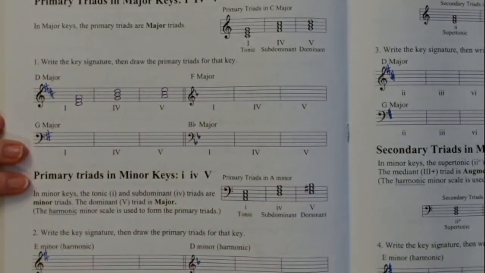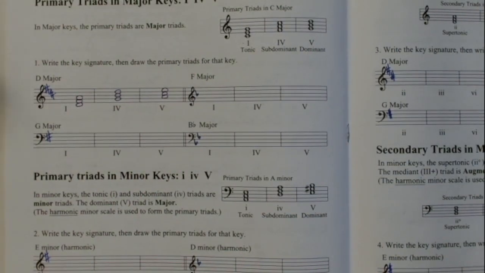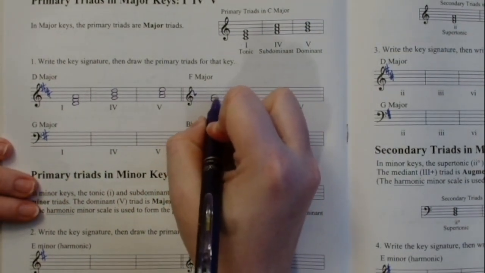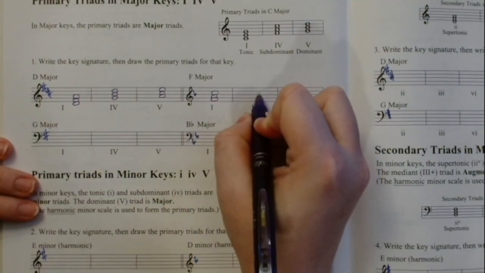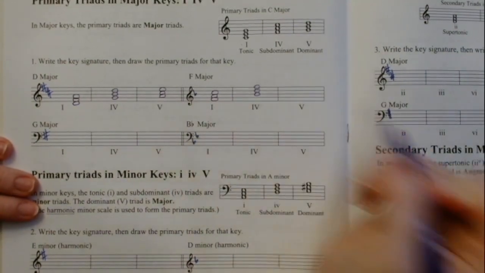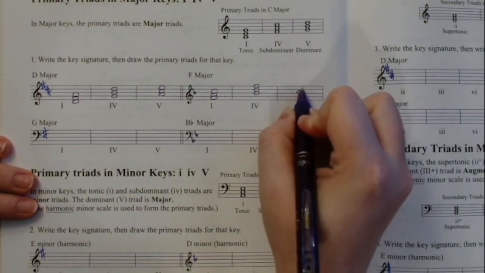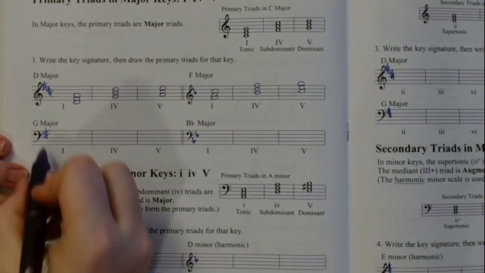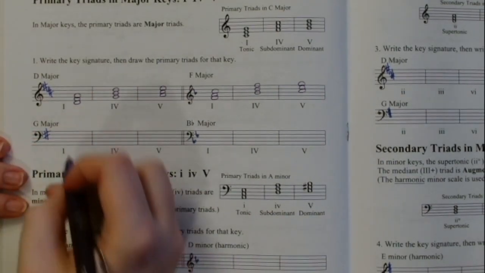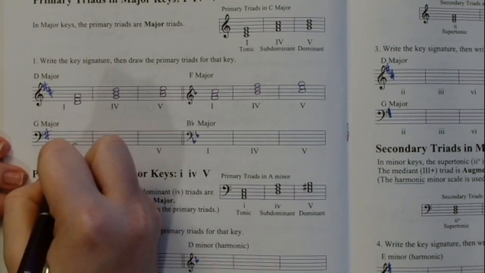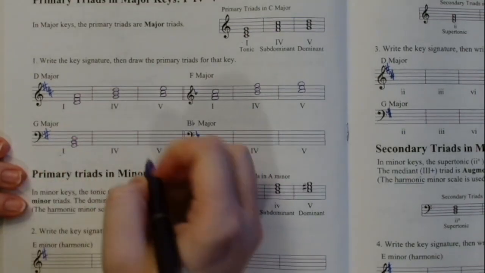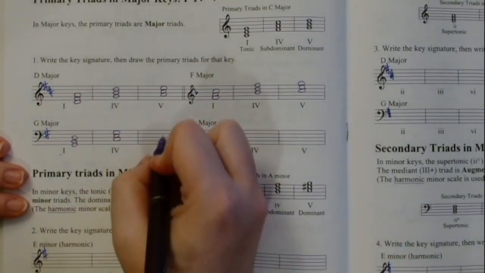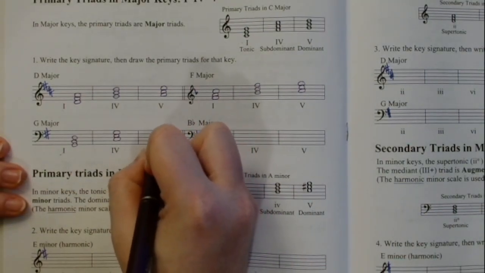So you're just going to that scale degree in whatever key they provide and stack your triad. F major, the 1 is F: F, A, C. Your 4 is B flat: B flat, D, F. And your 5 is C: C, E, G. And for G major, we're now in bass clef. You have F sharp, the 1 chord is G: G, B, D. Your 4 is C: C, E, G. And your 5 is D: D, F sharp, A.